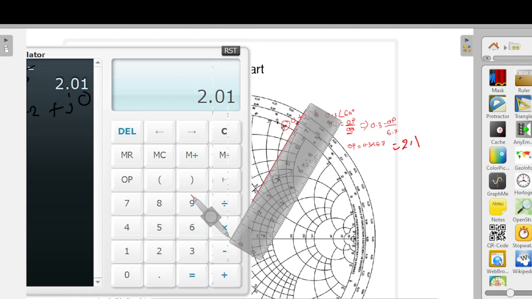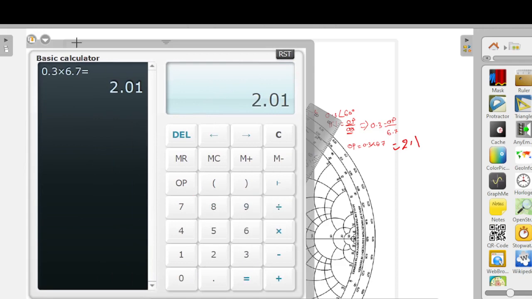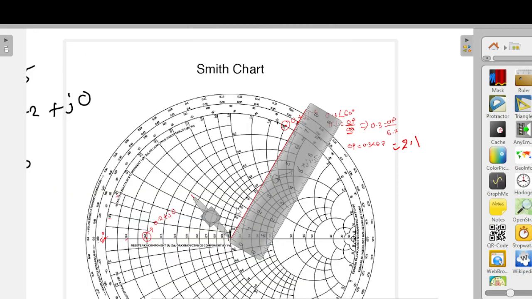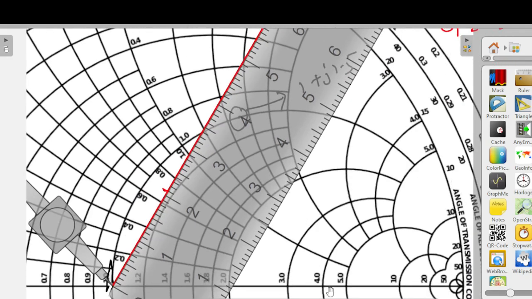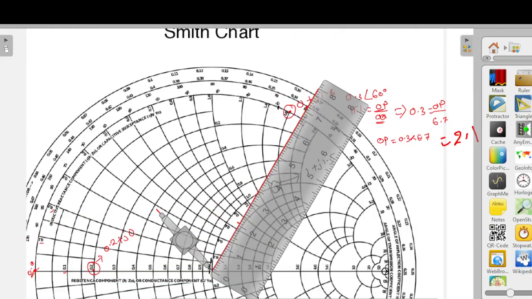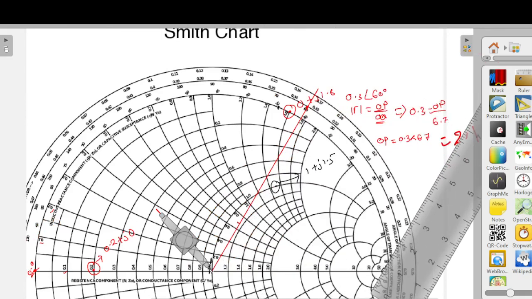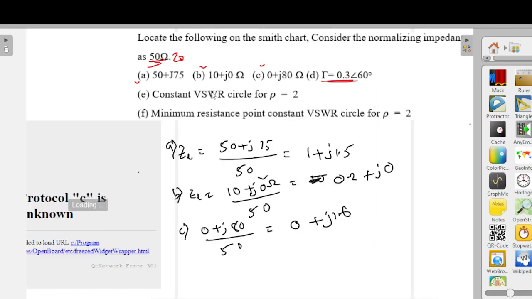Now how do we locate the point here? So where is the 2.1 point? 2.2 is here, so 2.1 is here. Now I'll remove the scale from here, and this is my required point. So this point represents 0.3 with angle of 60 degrees, right? So this is the answer to this one.